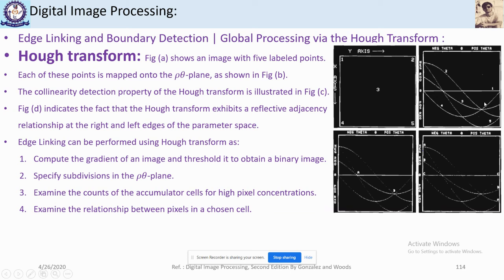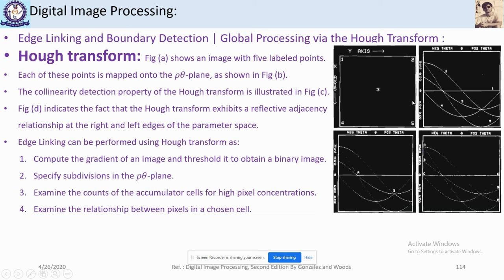Then another point is here, where these 3 points are intersecting. So these three curves are intersecting. The curve corresponding to point number 2, curve corresponding to point number 3, and curve corresponding to point number 4. These three are intersecting at this point. This means what? These 3 points are collinear.